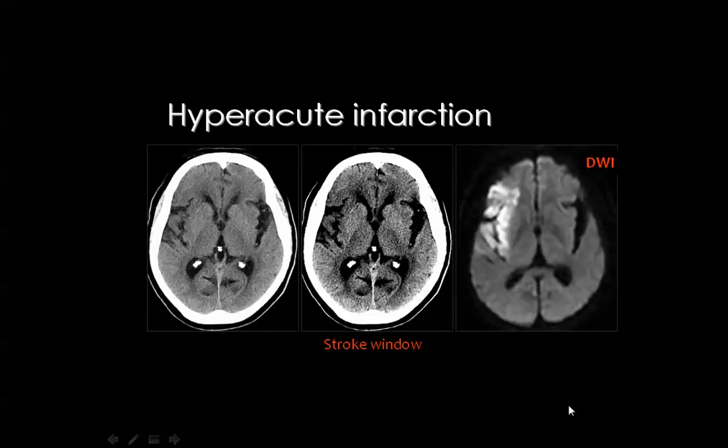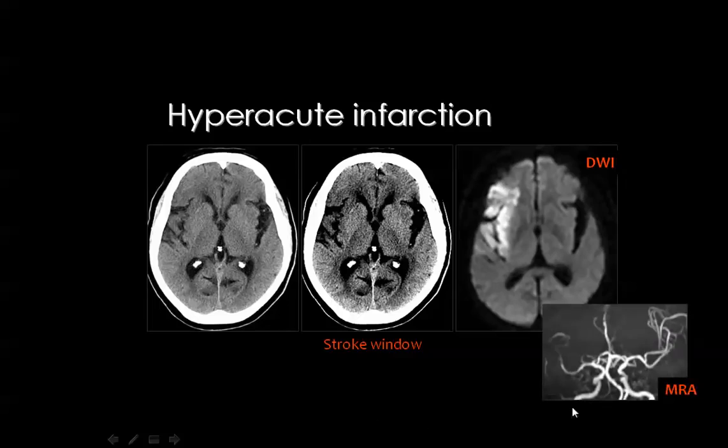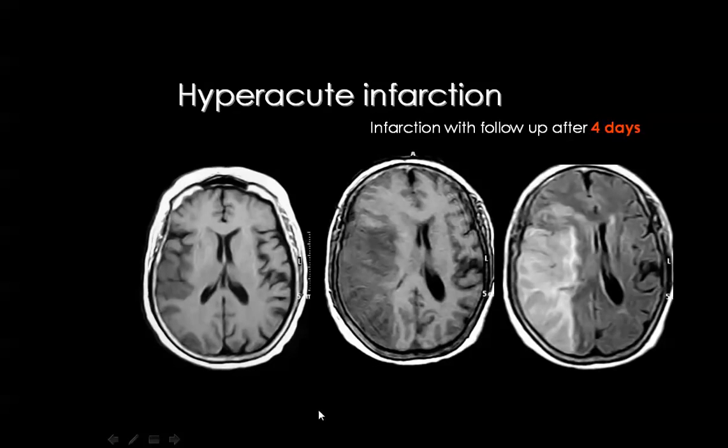and this has been confirmed clearly by the diffusion weighted images, and you see this infarction around the insula. And by MR angiography, you can see the attenuation of the middle cerebral artery. And this is an infarction with follow-up after 4 days. This is the infarction, and after 4 days you can see the marked enlargement of the infarcted area.